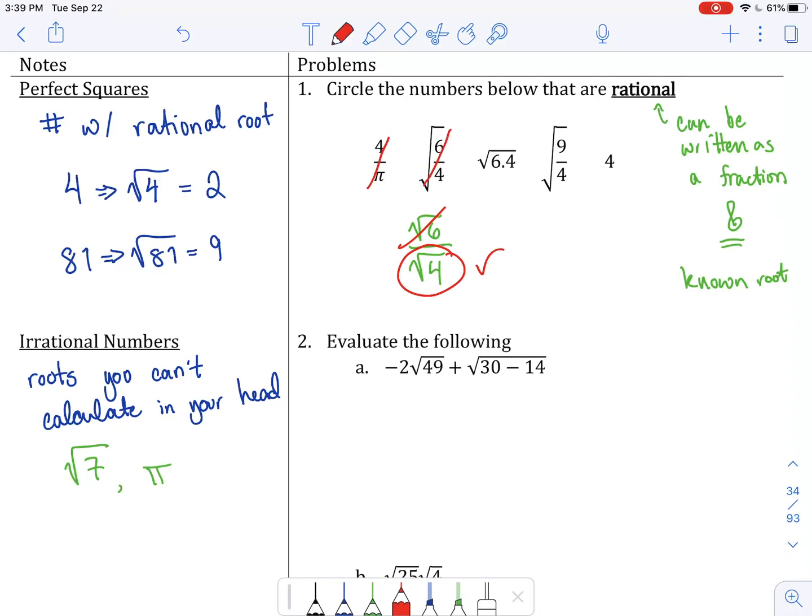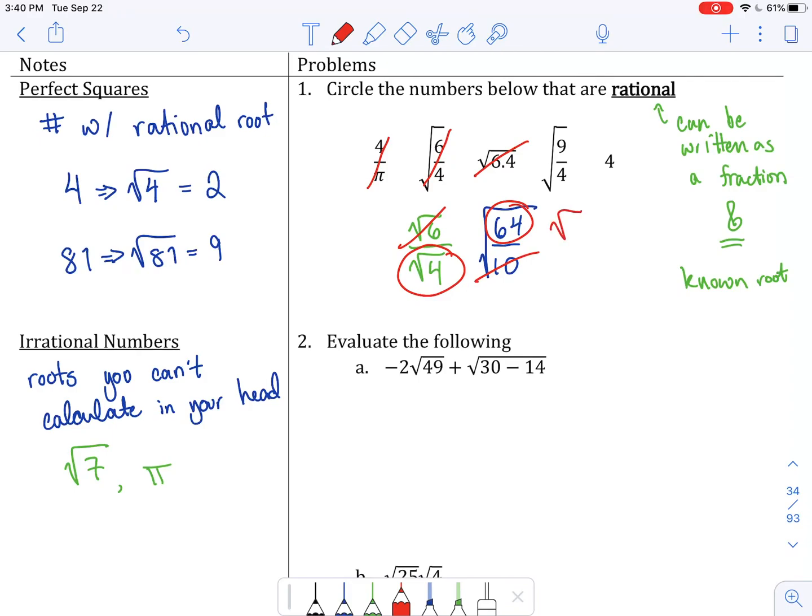Now, root 6.4 looks promising because root 64 is a perfect square. But if we think about this the exact same way that we thought about the last one, 64 over 10 would be the fraction form of 6.4. And again, 64, root 64, rational, root 10, not. So this whole thing would not be rational.